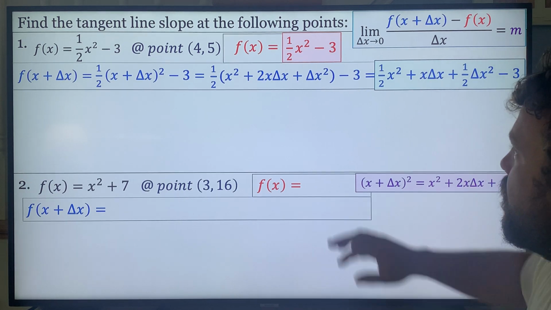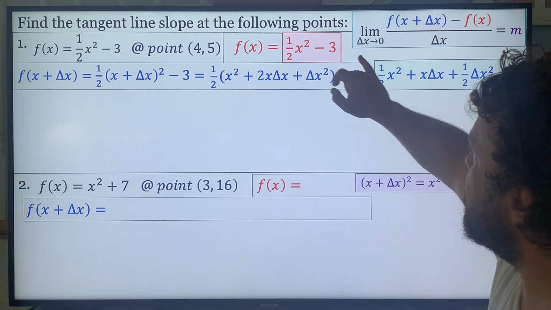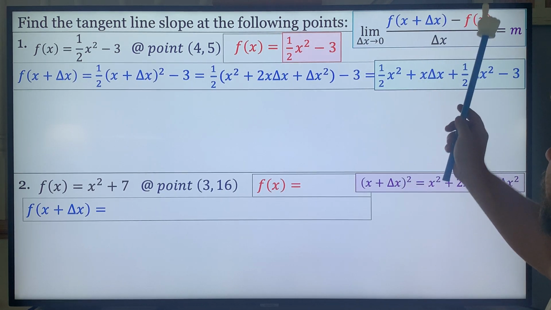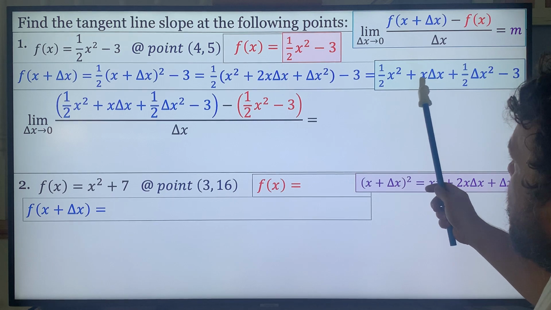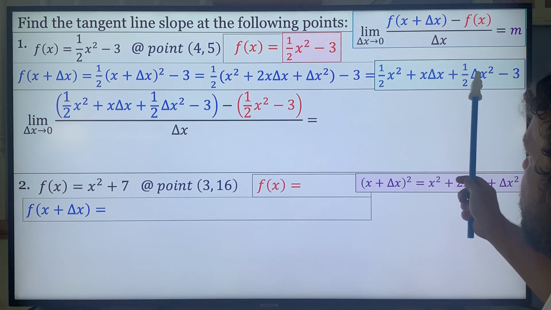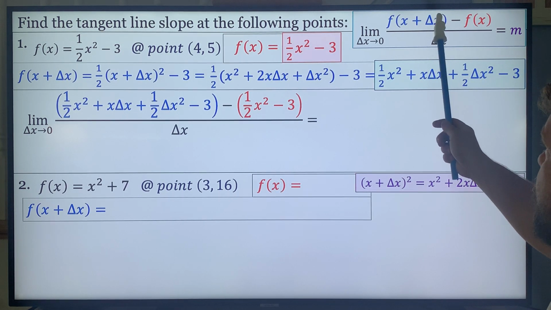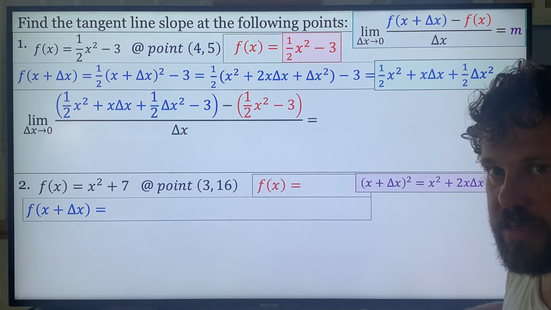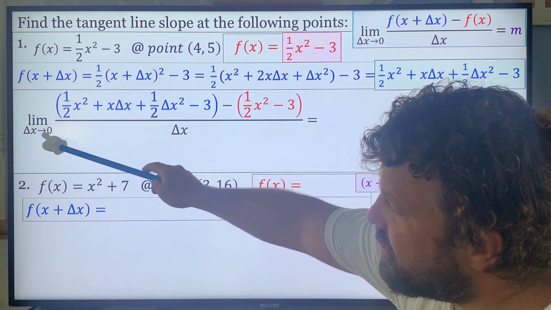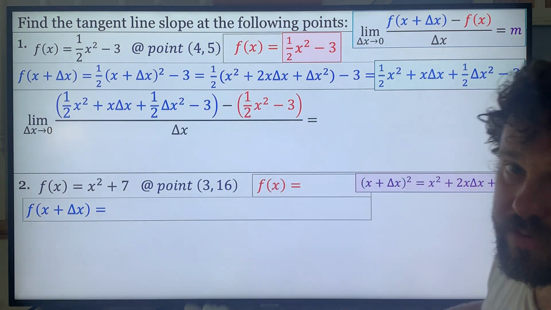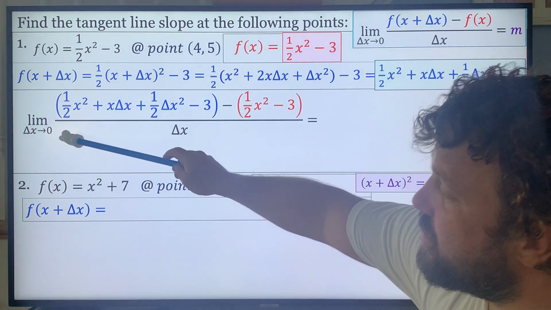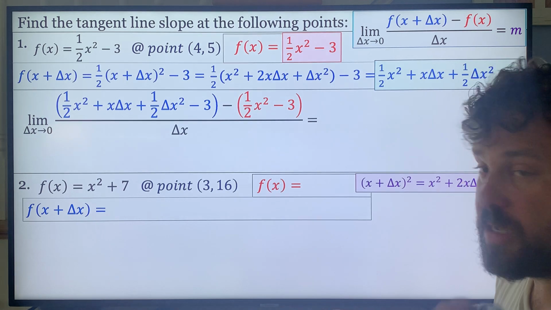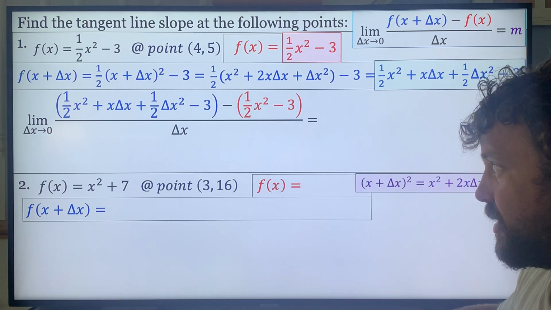All right, we have our two pieces, and we're going to plug them into this equation. This goes here, that goes there. So you have 1/2 x squared plus x delta x plus 1/2 delta x squared minus 3, minus 1/2 x squared minus 3, all over delta x. Because the limit is as delta x approaches 0, I have to expand this and simplify it. If I just plug in 0 right away, I get an undefined answer, which means the limit doesn't exist. That's no good, so we have to simplify the limit.